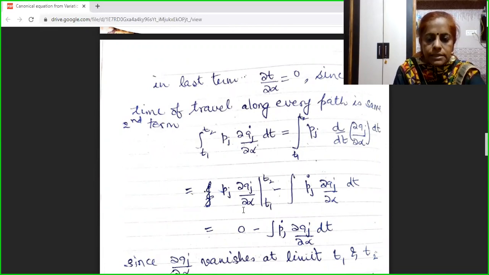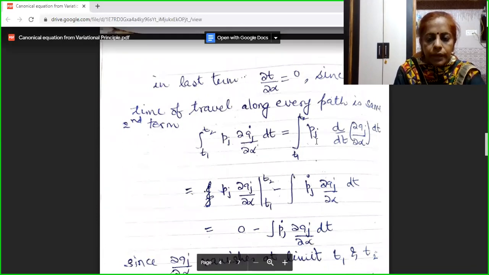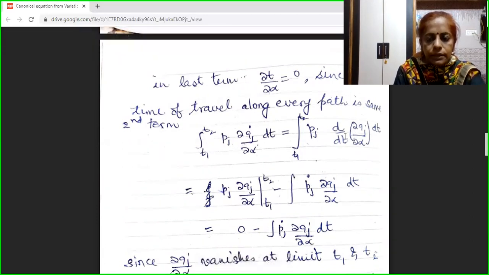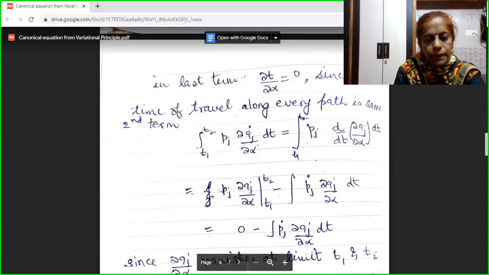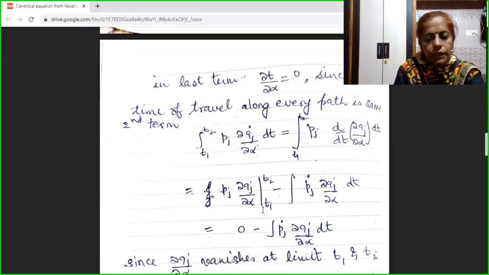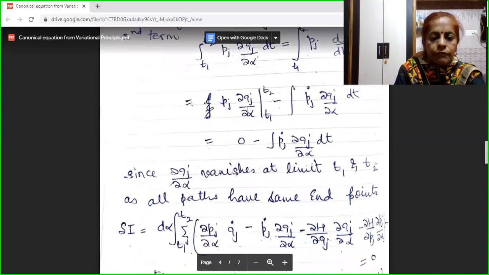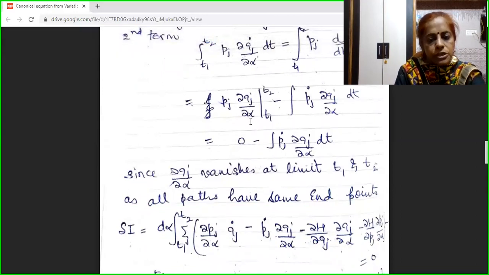First term as it is. What is the first term? pj. Integral of the second term will give me del qj by del alpha, with limits from initial time t1 to final time t2, minus integral of the differential of the first term, pj dot. Inside there will also be an integral of the second term, and the integral of the second term gives me del qj by del alpha. Now this first term is the variation of qj with respect to path at limits t1 and t2.